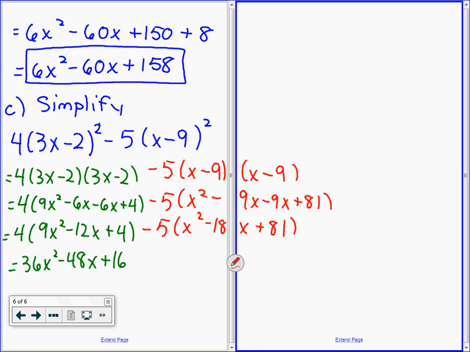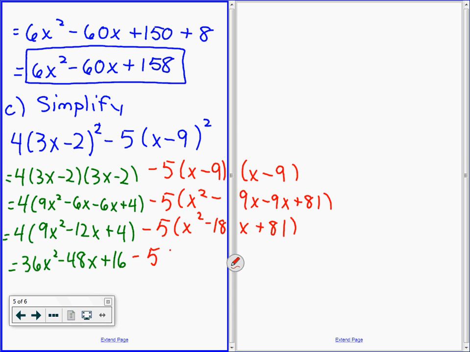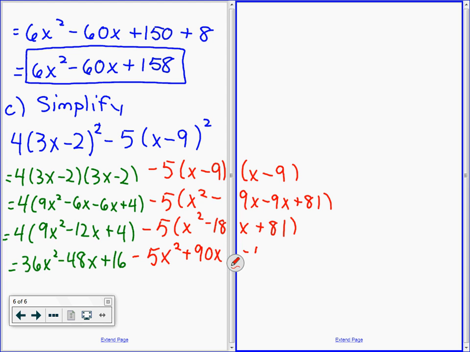Now, this is the part that may cause problems here. So I just want to make sure we're okay up to this point. On the right-hand side, how do I deal with that negative 5? Anybody here? How do I deal with that negative 5? Negative 5 into everything, okay? So this is going to turn into negative 5x squared plus 90x minus 405. If you can't multiply that high in your head, that's okay. You're just human. You're not a math teacher, and that's fine.